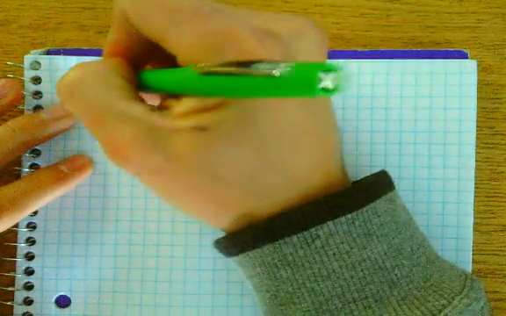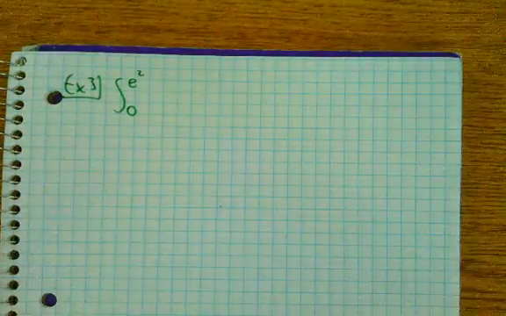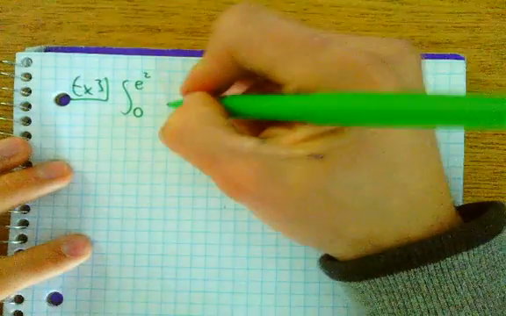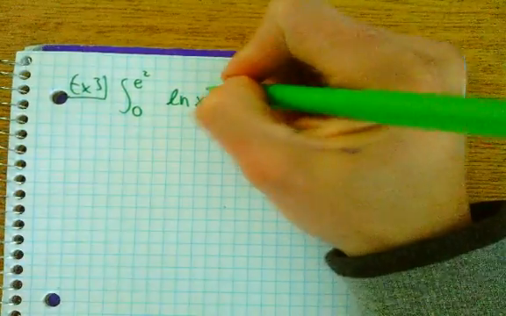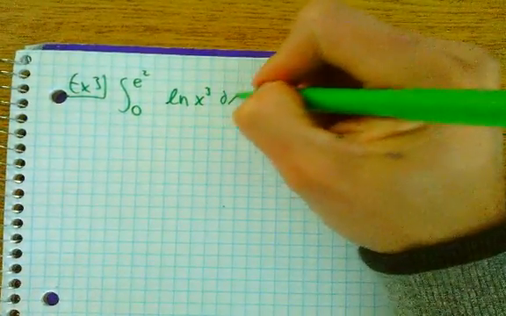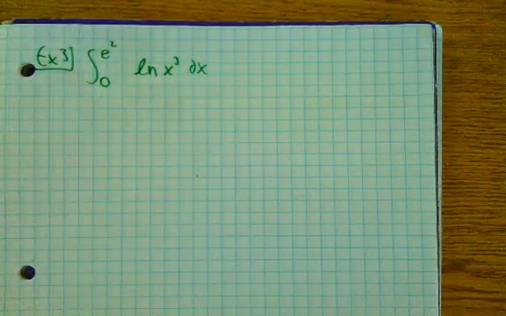Example 3. Okay. Let's say you have the integral from 0 to e squared of the natural log of x to the third power dx. Cool?